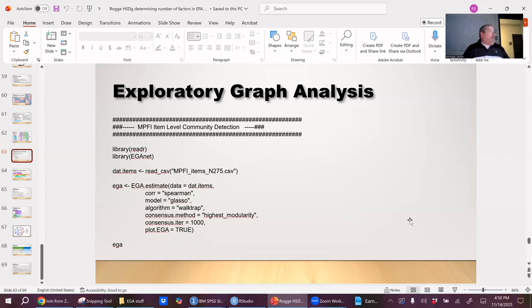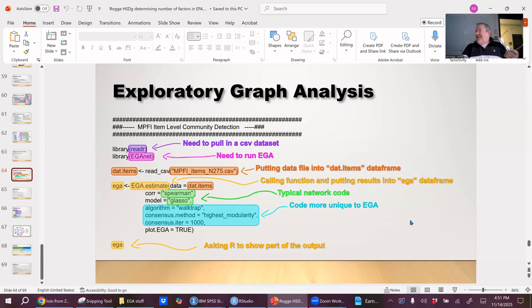So in R, this is all the code you need to run it. It's pretty simple, but how many people are really familiar with R? Okay, that's awesome. When I first started using R, I would look at this and it doesn't leap out and make sense to you right away necessarily. So I've annotated it here. I'm going to go in rainbow order. readr is the package that you need to read in a CSV file, so that we're pulling that from the library. EGAnet is the package you need to run EGA.